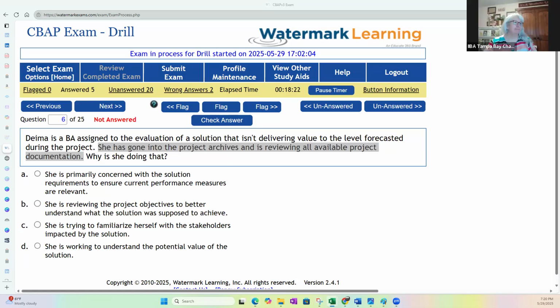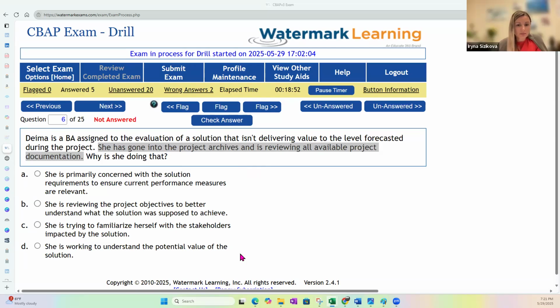I think you're right. And why is she doing that? She is primarily concerned with the solution requirements to ensure current performance measures are relevant. She's reviewing the project objectives to better understand what the solution was supposed to achieve. She's trying to familiarize herself with the stakeholders impacted by the solution. She's working to understand the potential value of the solution.